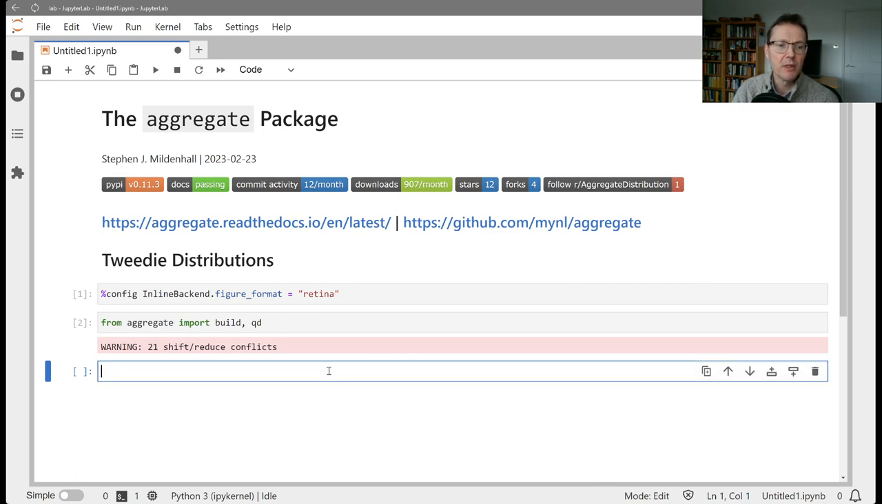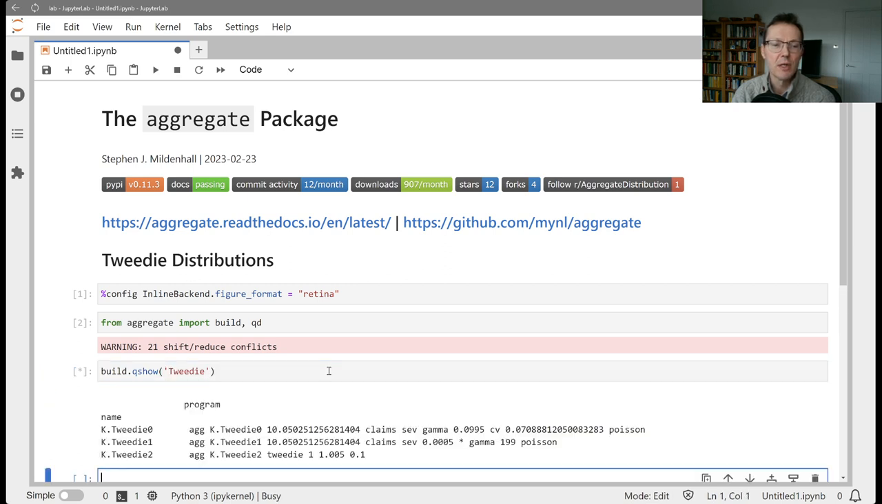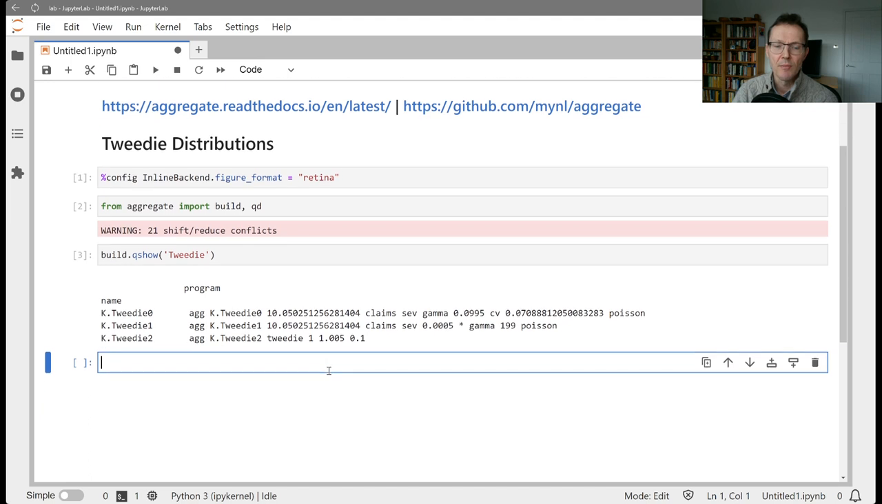And remember, the Tweedie distribution is used as an error distribution in generalized linear modeling. It's an exponential family distribution, and it is a compound Poisson distribution with a gamma severity. And there are a number of examples of this in the built-in test cases that are loaded with the build object. And we can list those out here.